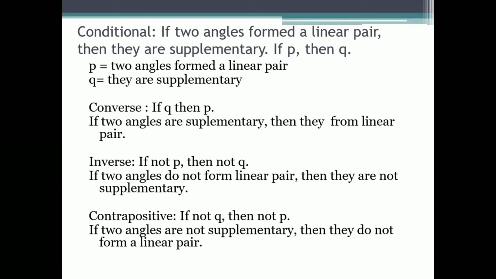Then the contrapositive. In the contrapositive, both P and Q are interchanged and negated. Here, this is P, and after then is Q. So now they are negated and they are both interchanged. So if not Q, then not P. So our if-then statement, the contrapositive: if two angles are not supplementary, then they do not form a linear pair. Okay.